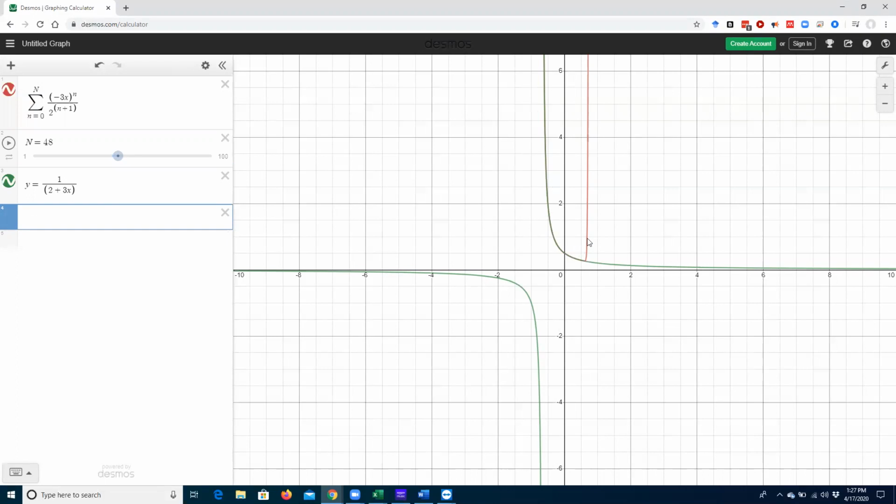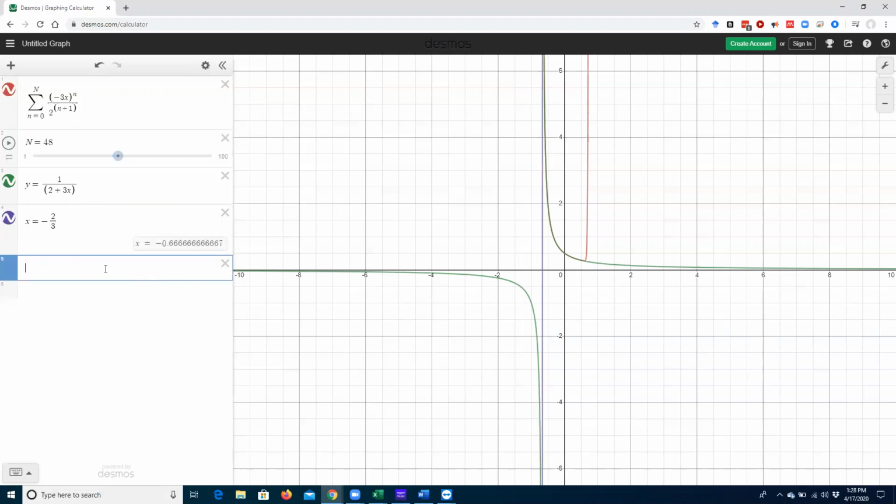I'll throw this out to you all. Where do you think the green and the red match up? From negative 2/3 to 2/3. That's what one would hope, right? Because that's the interval of convergence that we found. And there we go. I just added x equals negative 2/3, and it does look like that's the asymptote where they break down. And if we add x equals 2/3, that does seem to be the other point where things start to break down. So there we go. We're on the right track.